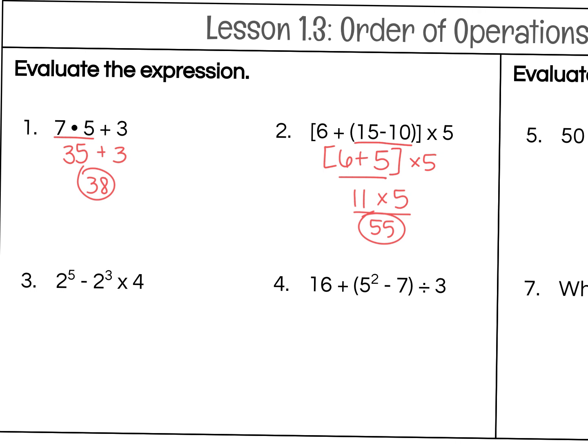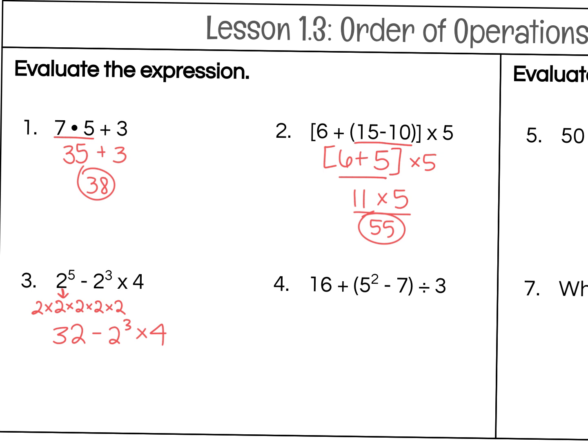Okay. On number 3. What does 2 to the 5th power actually mean? It's not 10. Cooper? Right, so I'm going to expand this out. 2 times 2 times 2 times 2 times 2. Okay, I'm going to do that first. So that is 4, 8, 16, 32. So 32, now I rewrite my problem, minus 2 to the 3rd power times 4.